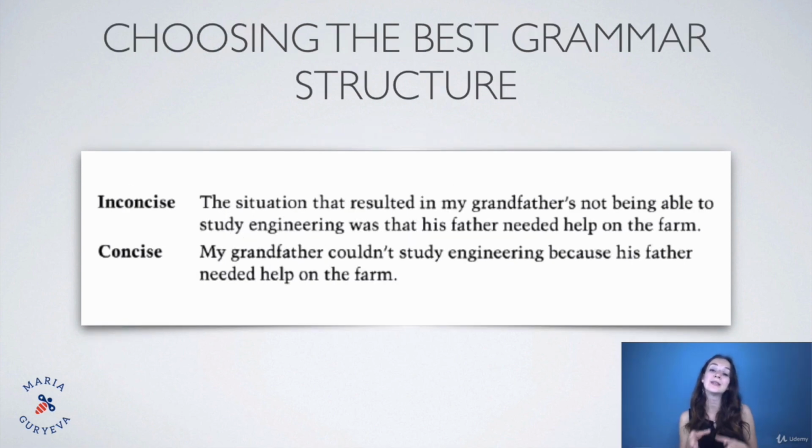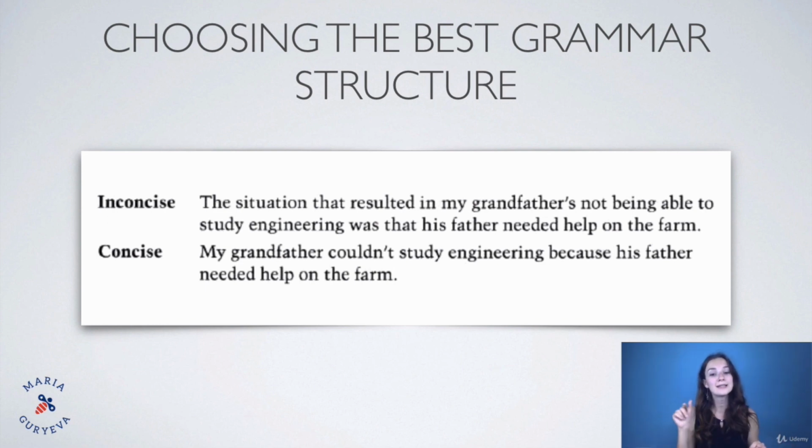Now, let's talk about choosing the best grammar structure. This is also part of coherence. We always need to think about what is the best grammar structure to use in my sentence. If we do that, then our writing becomes coherent. Let's have a look at the example. "The situation that resulted in my grandfather's not being able to study engineering was that his father needed help on the farm." You see that this sentence is a little bit inconcise, a little bit weird. We don't really like how it was grammatically structured. Let's have a look at the concise version.